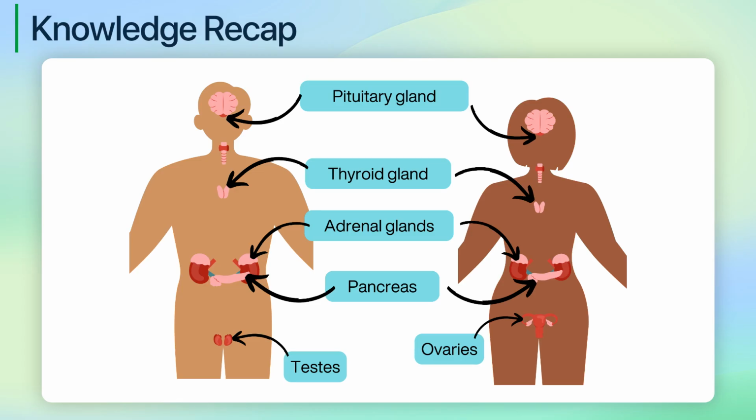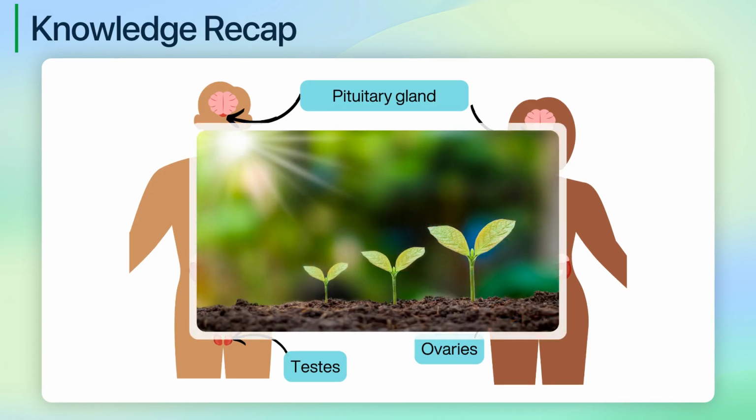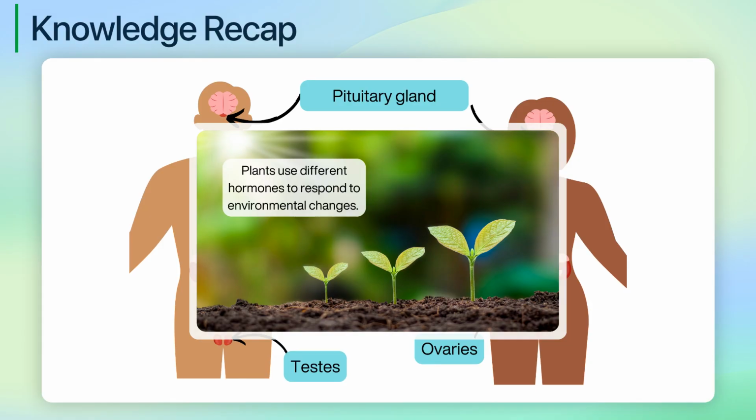So far, you have had lessons about the endocrine system in the human body. You have learned how human hormones regulate various bodily functions, maintaining homeostasis. This foundational understanding of hormone regulation in humans will help us appreciate how similar principles apply to plants. However, plants use different hormones to respond to environmental changes.